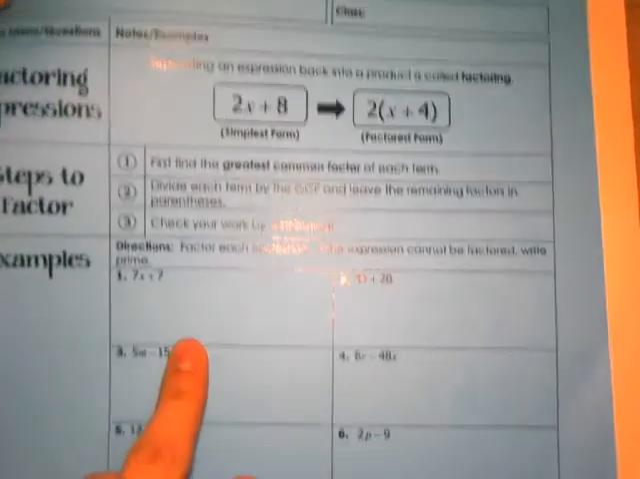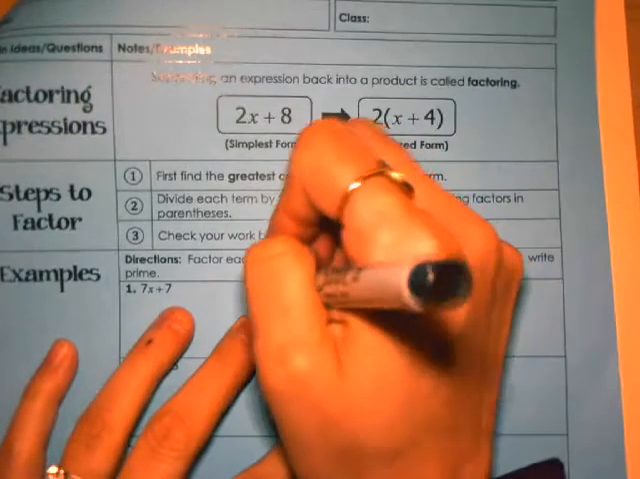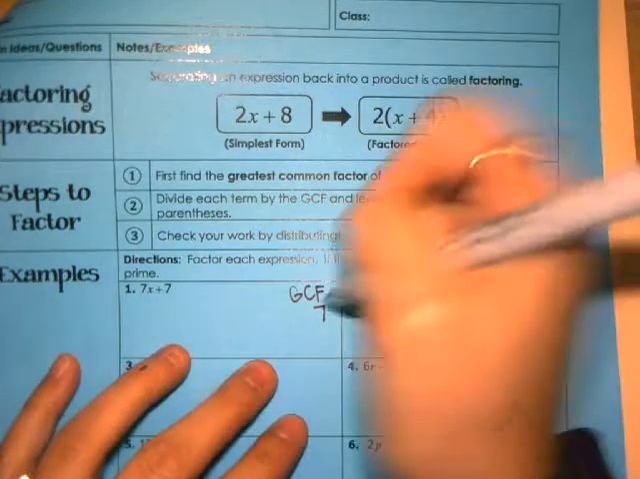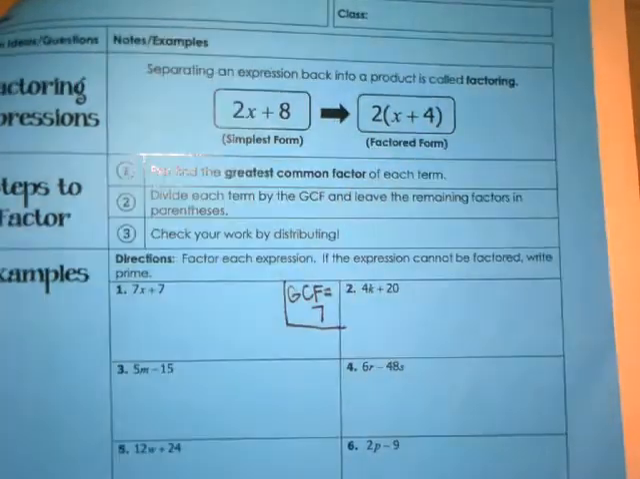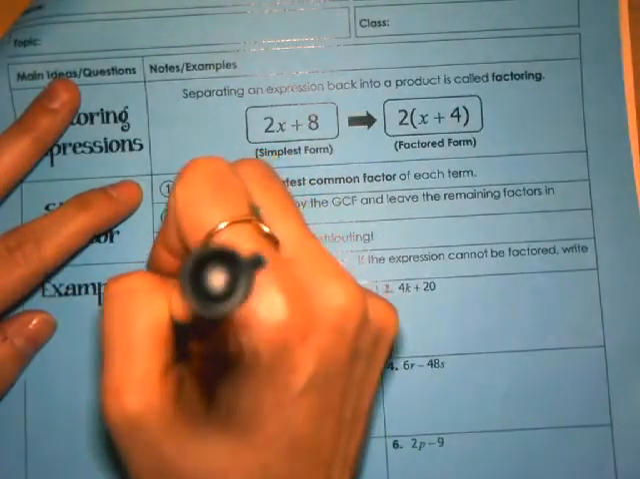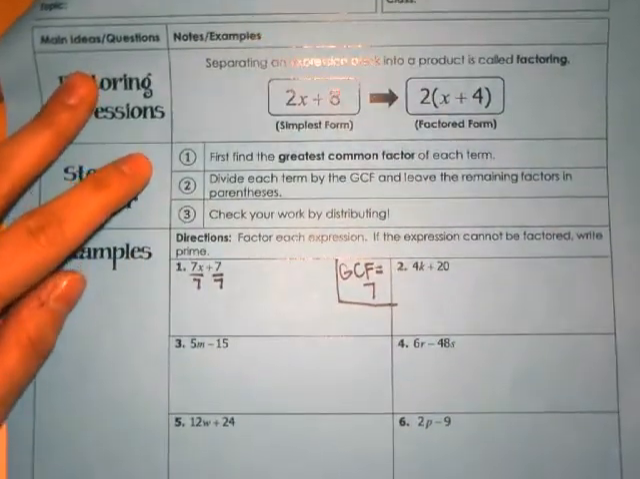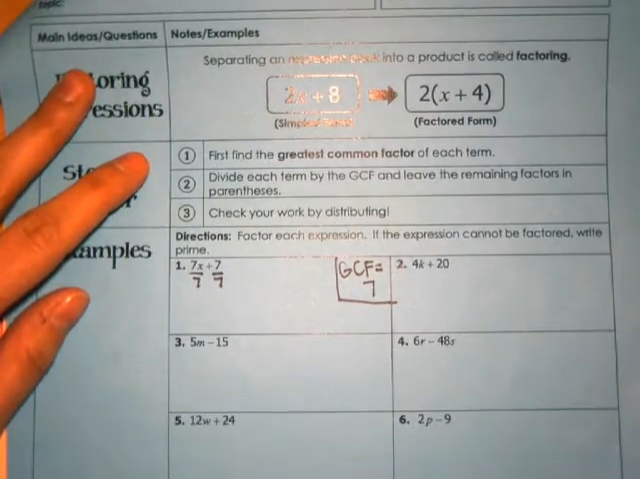So if we look at number 1, I have 7x plus 7. What is the greatest common factor that goes into 7 and 7? 7, right? So our greatest common factor is 7. So our GCF is 7. Then step 2 says to divide each term by the GCF. So I'm going to divide 7x by 7. I'm going to divide 7 by 7. I am dividing each term by the greatest common factor, which in this case is 7.